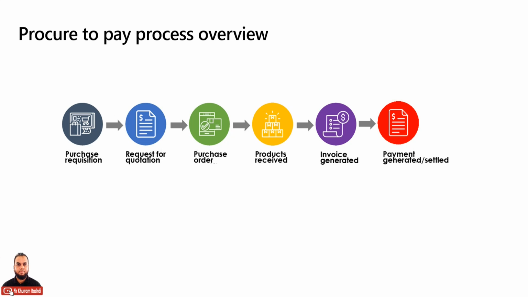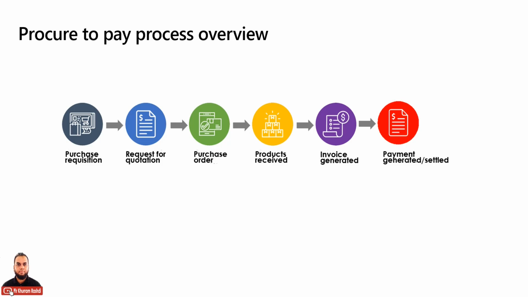But there is an option of quality order that can also be generated, but we will not cover it in this demo. We will only cover the positive aspect, the positive flow. So then product receipt is posted, so PO will have the status changed to received, and then from product received the invoice can be generated.